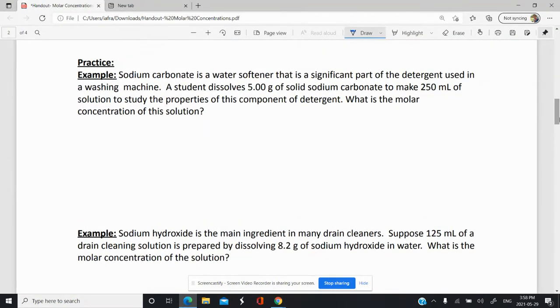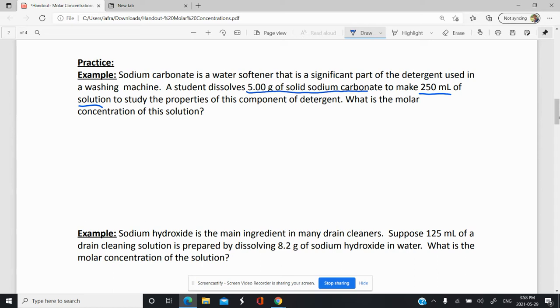Sodium carbonate is a water softener that is a significant part of the detergent used in a washing machine. A student dissolves 5 grams of solid sodium carbonate to make 250 mL of solution. So let's underline a couple things here. 5 grams of solid sodium carbonate to make 250 mL of solution to study the properties of this component of the detergent. What is the molar concentration of this solution?